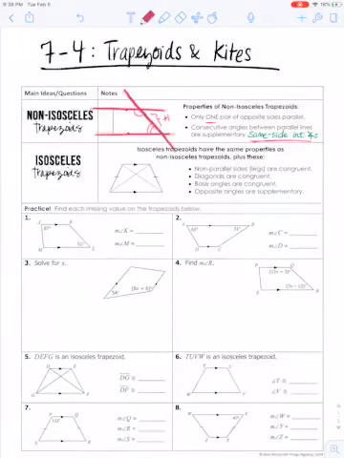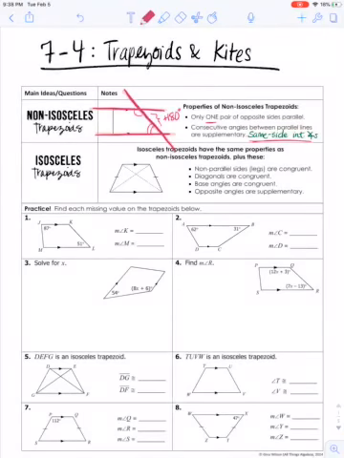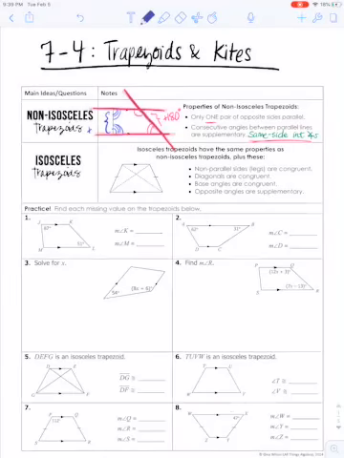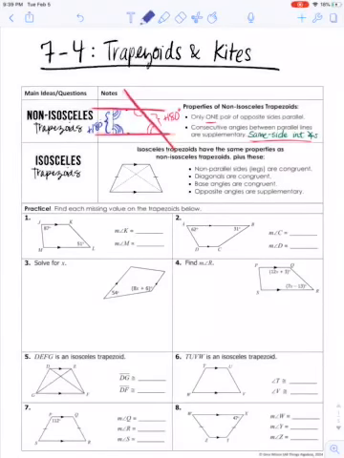They're going to add to 180. And then you could say the same thing about this angle with this angle here. Both of those will add to 180 because of the same side interior angles, looking at this transversal and these parallel lines.